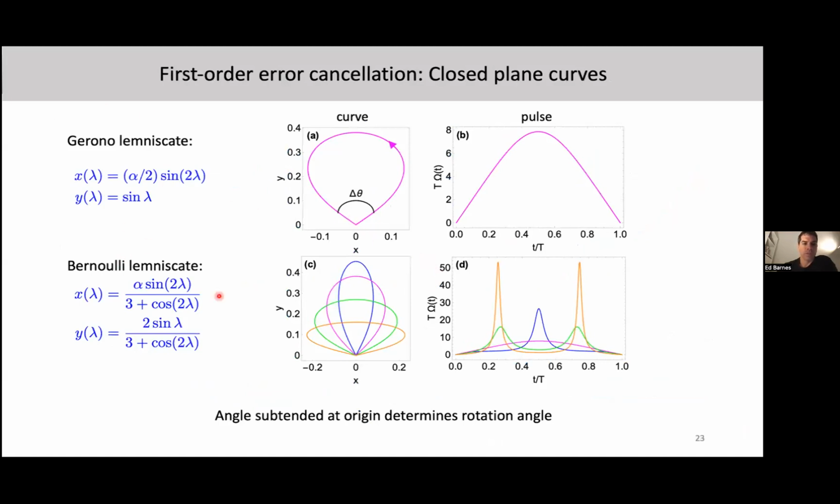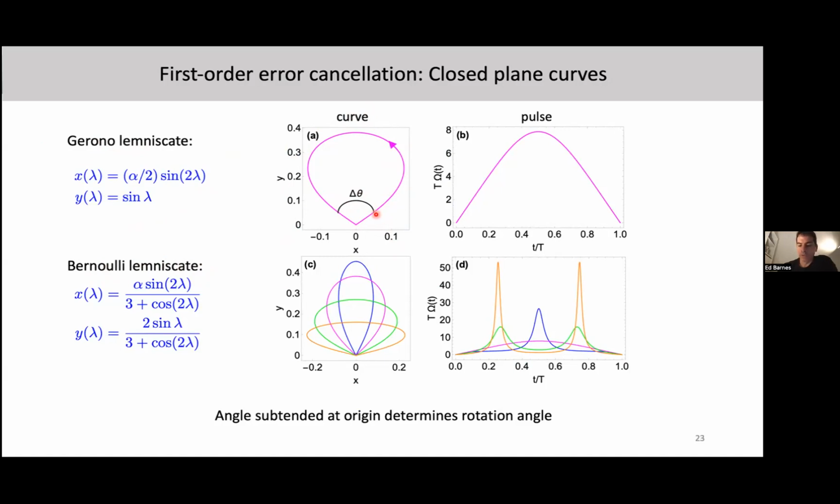So 19th century mathematicians had favorite lemniscates, which is just a word that means figure eight. There was a mathematician named Gerono who had this favorite lemniscate. There's a formula, but it doesn't matter. Bernoulli had his own favorite figure eight shape. And so one way you can generate nice simple formulas for smooth closed curves like this is just take those figure eights and chop them in half. And a third important fact that we found is that if you make the curve close in such a way that there's a cusp at the origin, then the opening angle of this cusp tells you what rotation you're implementing on the qubit.